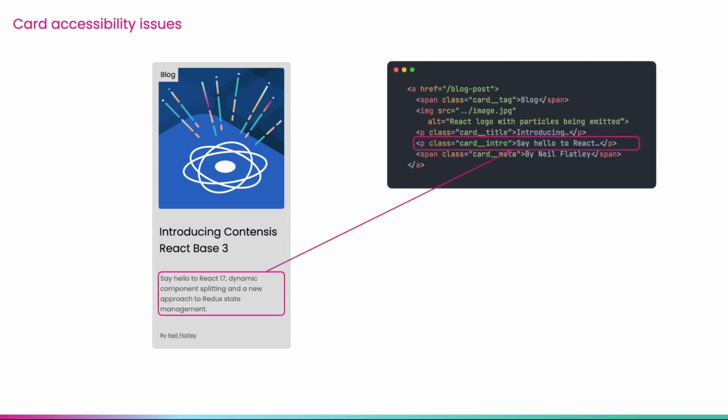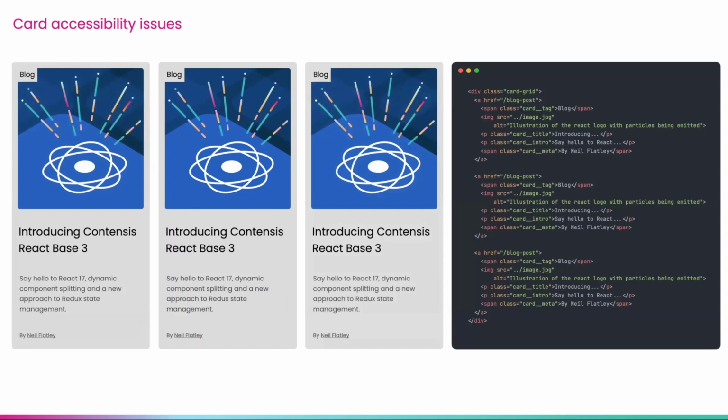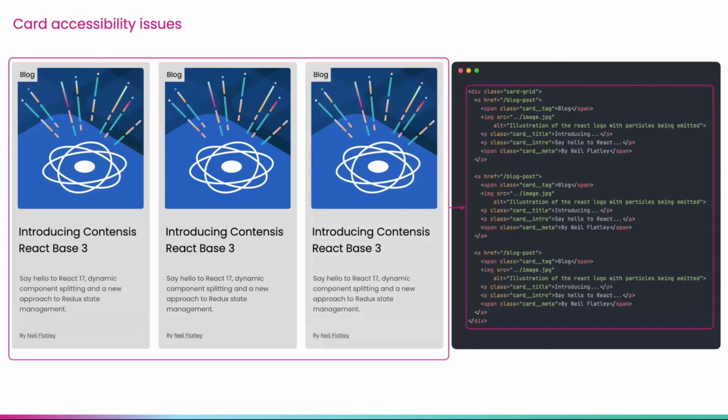And yeah, intro paragraph, not much to say about that. And yeah, the author name at the bottom there. And we usually have a few cards, there can be quite a few, arranged in some sort of grid. In this case, we've just wrapped it in a div with a class of card grid, and we've given it some CSS to lay it out nicely in that grid.